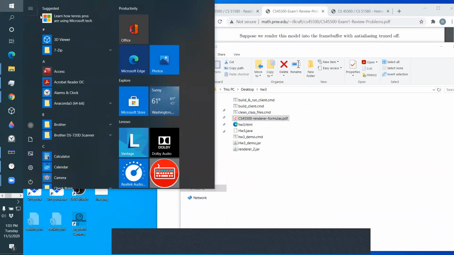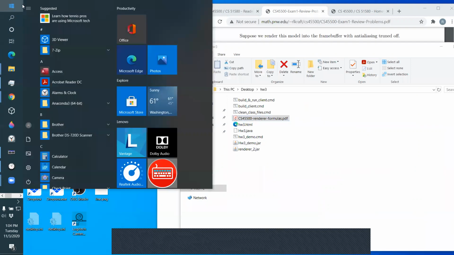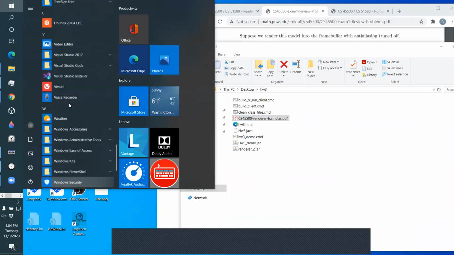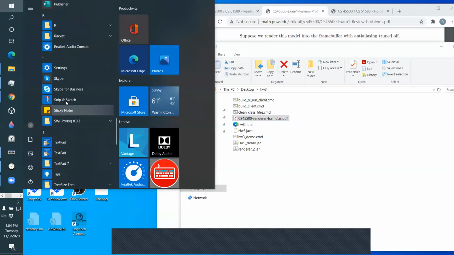Wow, I've lost my ability to type into this box up here. I wonder what I did wrong. I can't type into it, I have to search for things. Anybody have any idea why I would lose the ability to type into this thing?